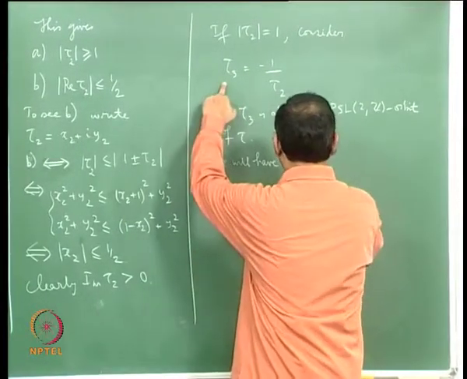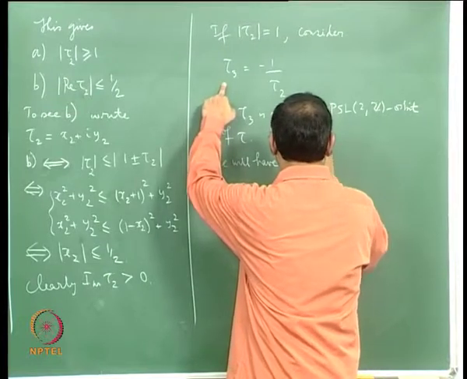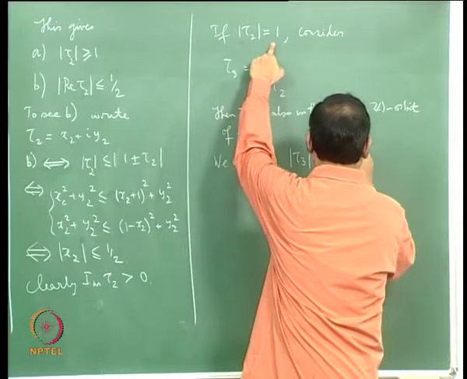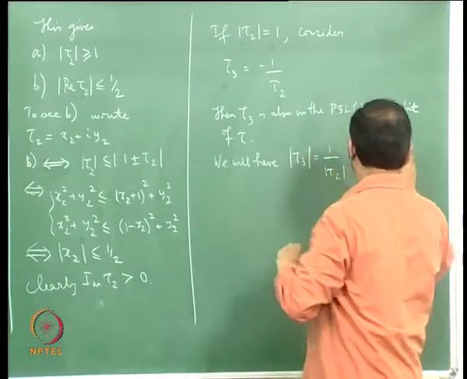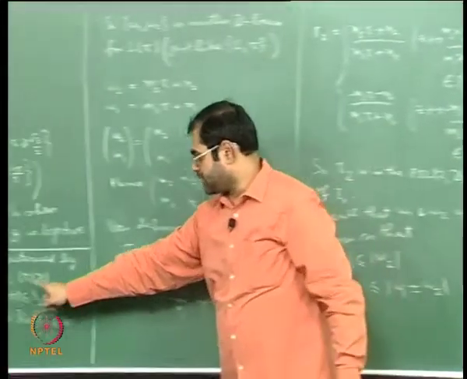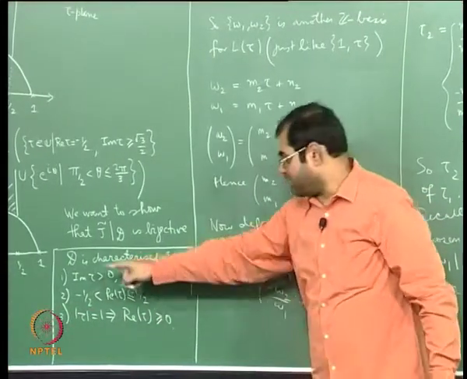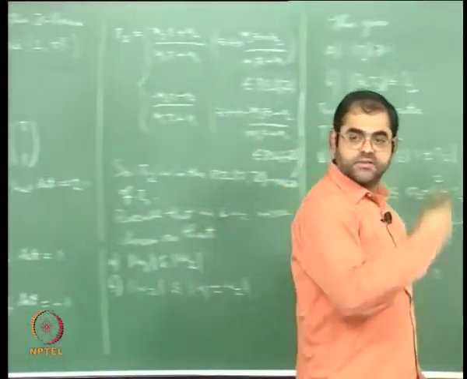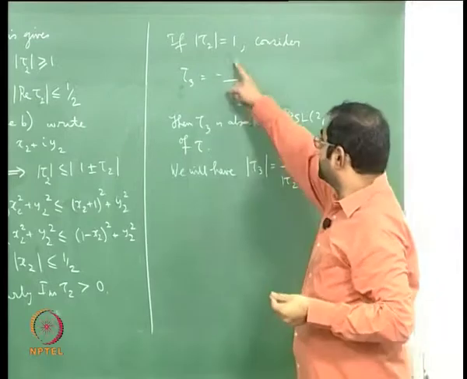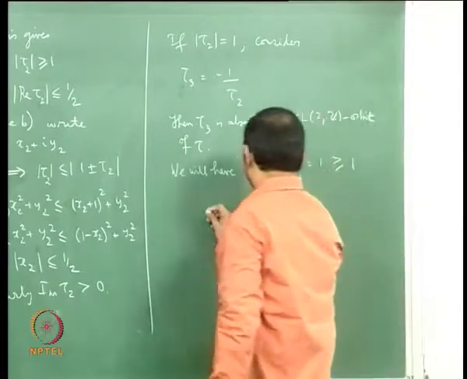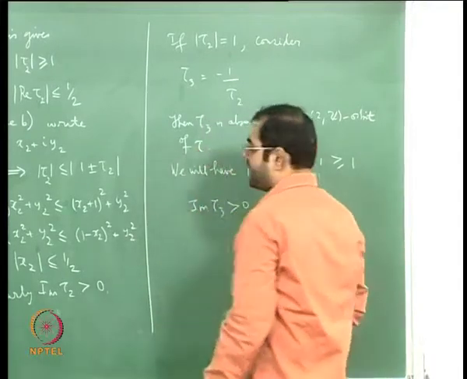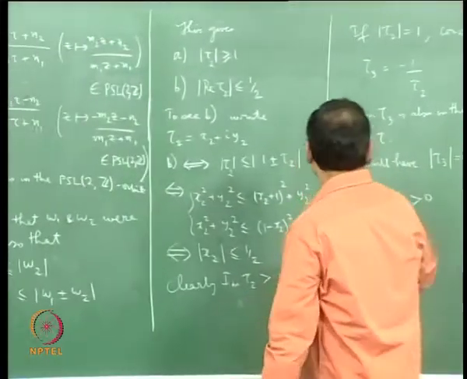So we will have mod tau 3 equal to 1 by mod tau 2, and of course I assume mod tau 2 is 1, so this is 1, which is greater than or equal to 1. So I have this condition, mod tau 3 is greater than or equal to 1. Of course the imaginary part of tau 3 is greater than 0, because tau 2 is in the upper half plane and tau 3 is also in the upper half plane. The imaginary part of tau 3 is positive.